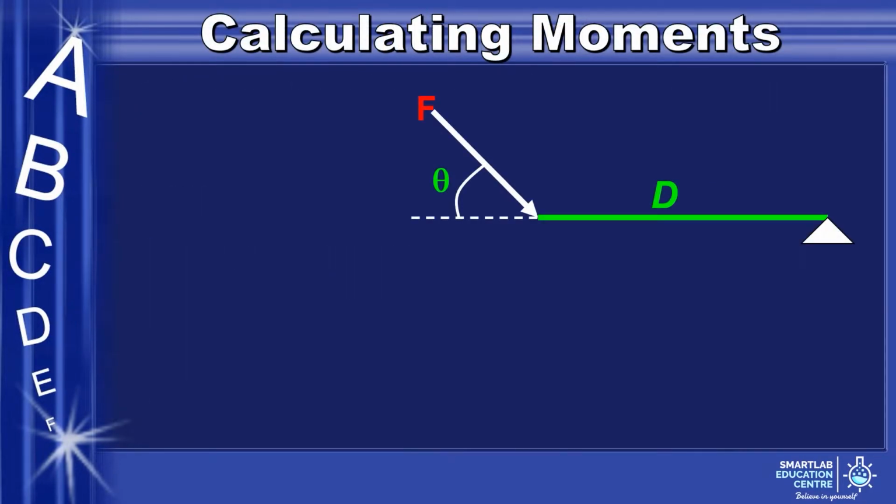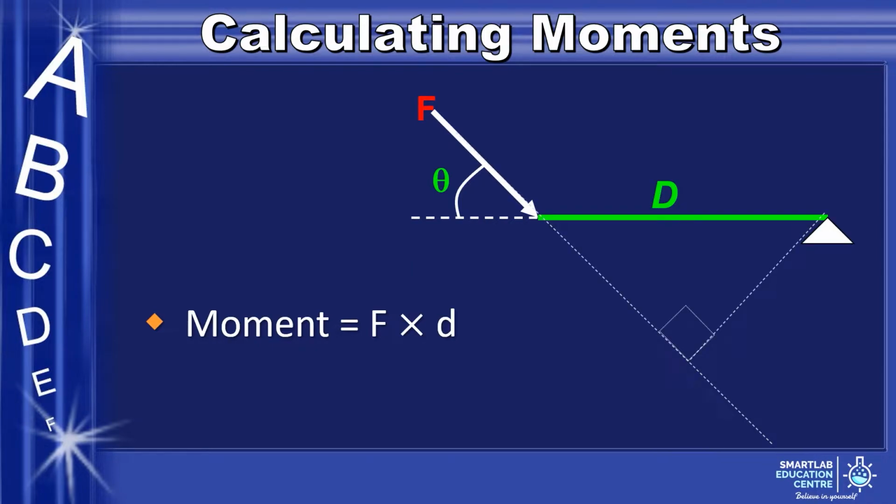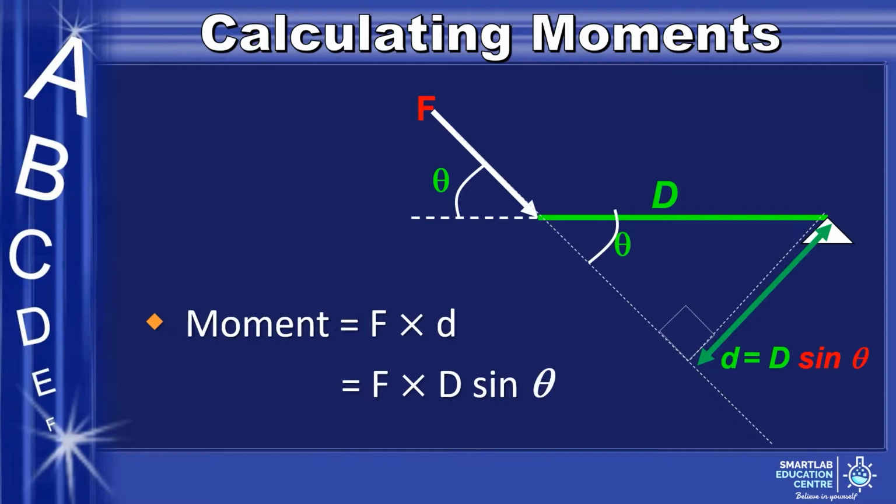To calculate moments, the force is multiplied by the perpendicular distance. In this case, the perpendicular distance is the length from the pivot to the line of action of the force, as shown here. Using trigonometry, since this is a right triangle, the perpendicular distance can be written as shown with the sine function. Hence, the formula can be rewritten as shown.